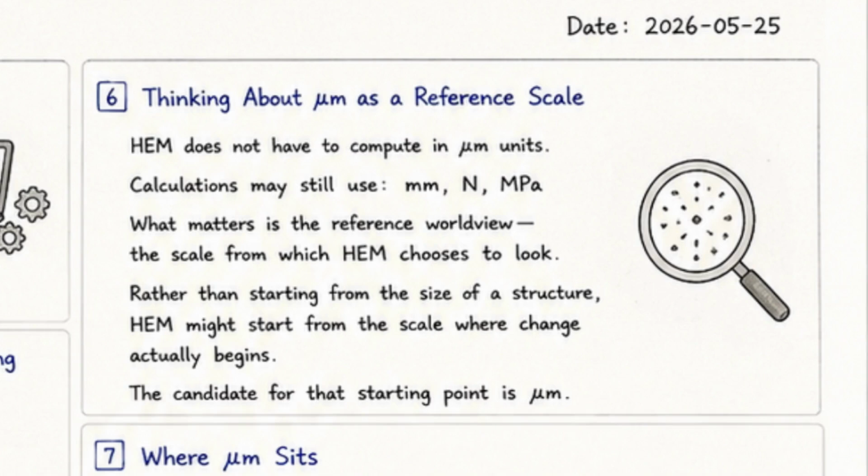HEM does not need to calculate in micrometer units. The calculations may still use millimeters, newtons, and megapascals. What matters is the reference scale. Rather than starting from the size of a structure, HEM may start from the scale where change actually begins. One candidate for that starting point is the micrometer scale.